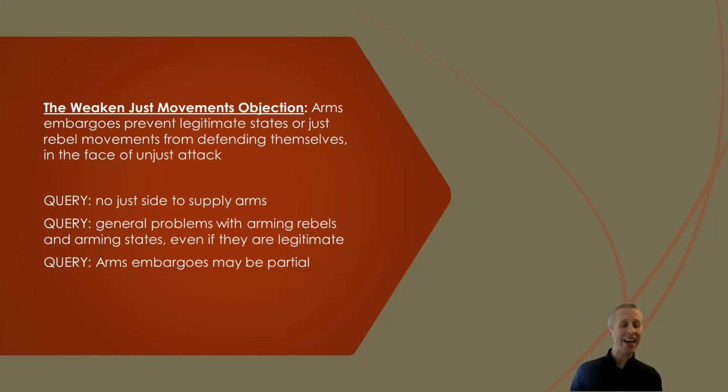In addition, you might think that even if there is a just side, it doesn't follow that they should have access to arms. There are general problems with arming rebels and arming states, even if they are fighting a just cause. For instance, it's very difficult to ensure that arms transfers end up in the hands simply of the just rebels, the rebels pursuing a just cause, rather than ending up in the hands of those who are pursuing more problematic ends. So it might still then be justified, all things considered, to have an arms embargo, because it's so difficult to ensure that the arms end up only in the hands of those pursuing just ends.